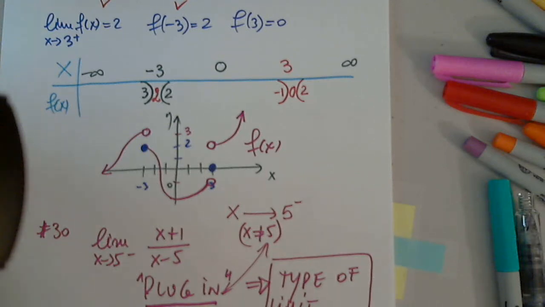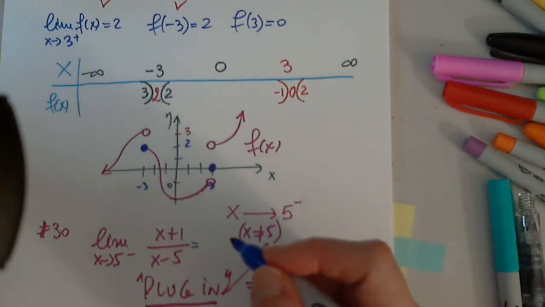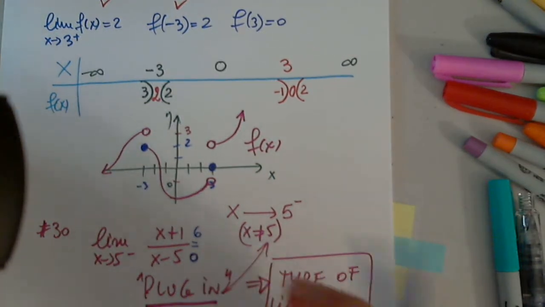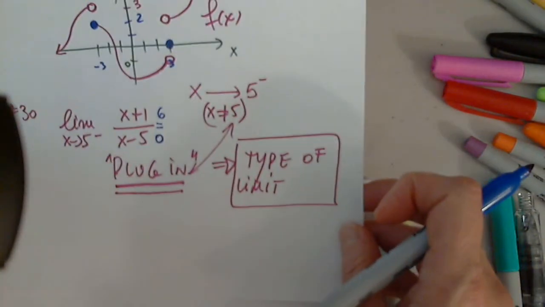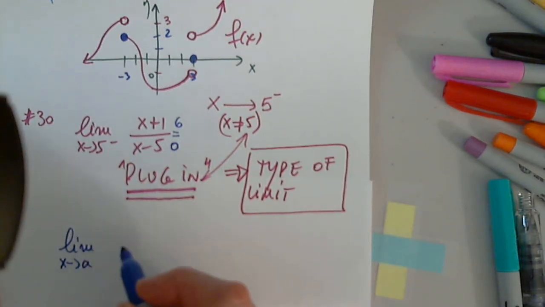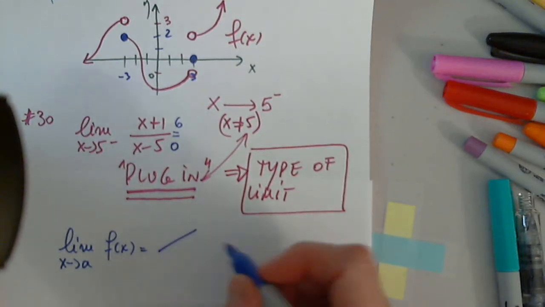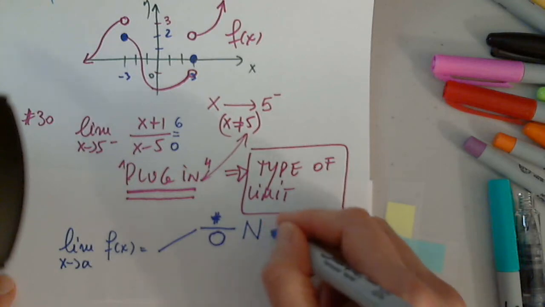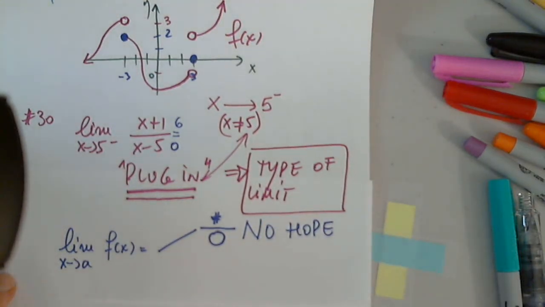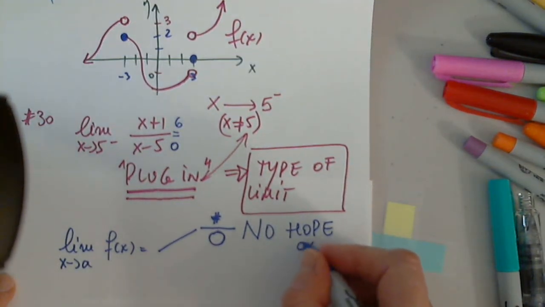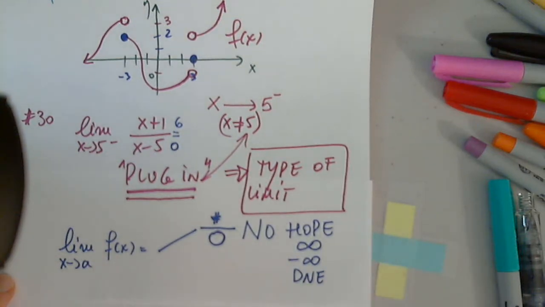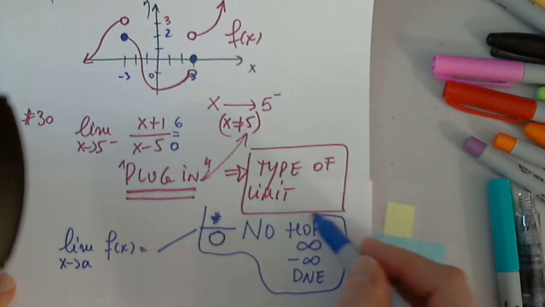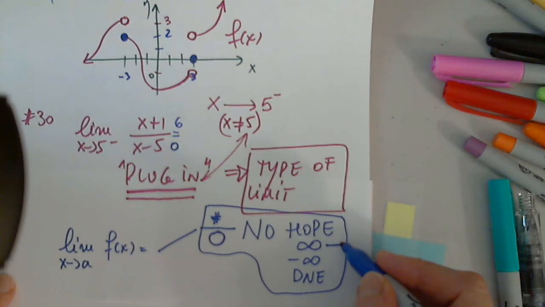Before, we don't know what to do. So first, I'm going to plug it in. So when I plug in 5 in the numerator, what do I get? 6. When I plug in 5 in the denominator, what do I get? 0. Right. So the limit as x approaches a of any function, the answers are: if I have a number divided by 0, I like to say, because students may remember faster, no hope. There is absolutely no hope that the limit exists. And this has 3 possibilities, either infinity or negative infinity or DNE. So if we have a number like 6 over 0, there is absolutely no hope for the limit to exist, and there are 3 possibilities.